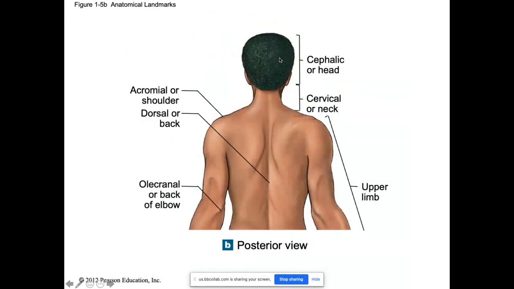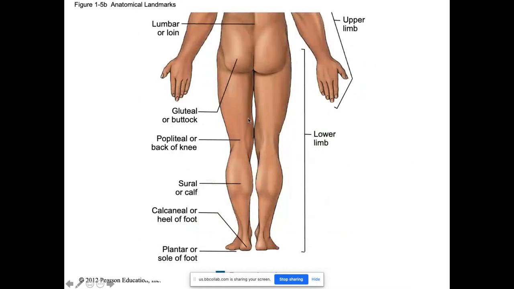Here's cephalic, which is the head, different than the neck. The neck is the cervical region. And we know we have 7 cervical vertebrae, C1 to C7. Those are cervical. The acromion is the highest part of the shoulder. The back is called dorsum or dorsal. Here's your upper limb. And the back of the elbow, if your elbows are leaning on your desk, it's called the olecranon process or olecranal.